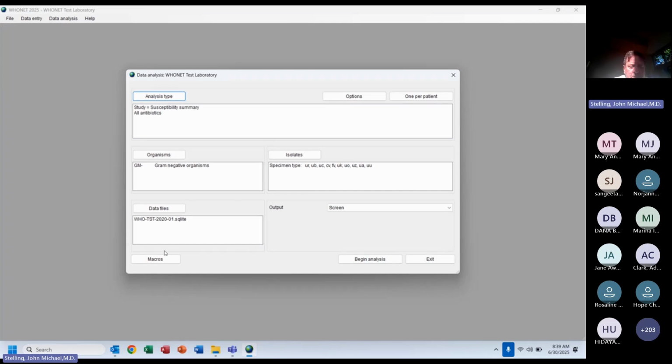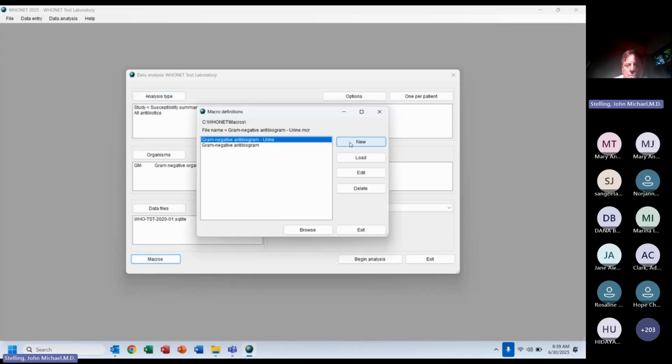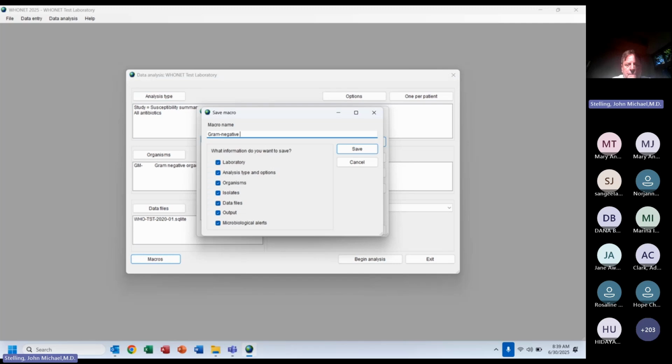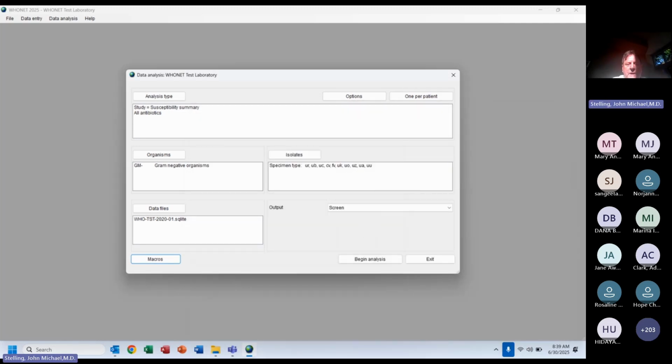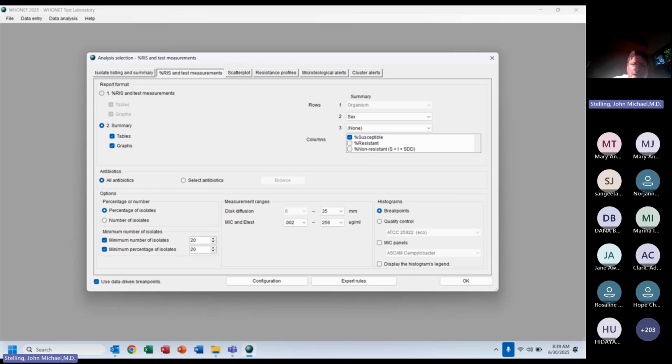I'm going to say this is another macro. New. Gram-negative antibiogram, urine by sex or by gender. Save once, save again, exit. So I've now shown you how to do antibiogram, some enhanced examples just by urine, stratified by adding in some of these row variables. If in your antibiogram, you don't have to do all the antibiotics, you can just do the antibiotics that you intend to put in the final report, or you can delete them later in Excel.